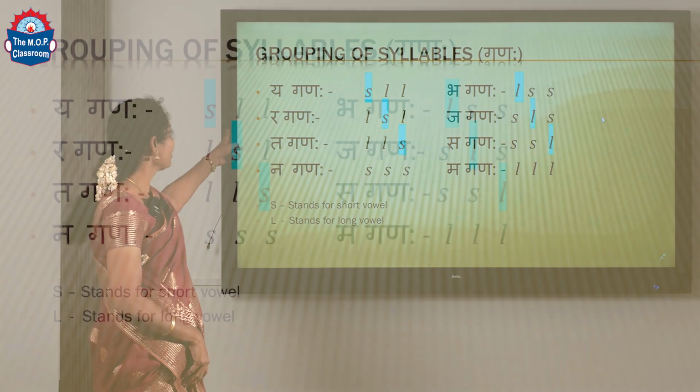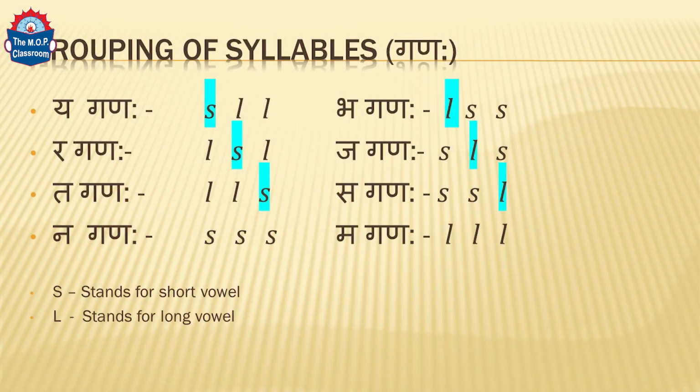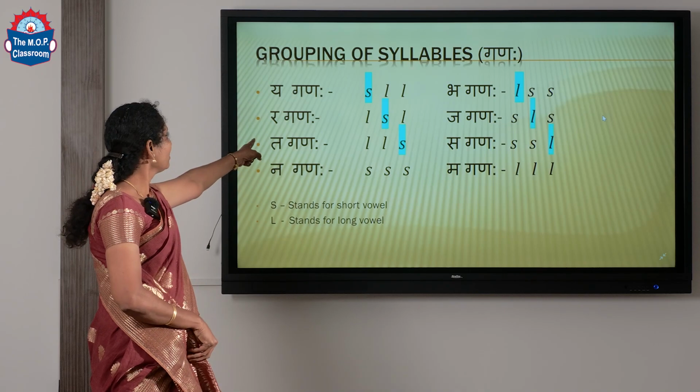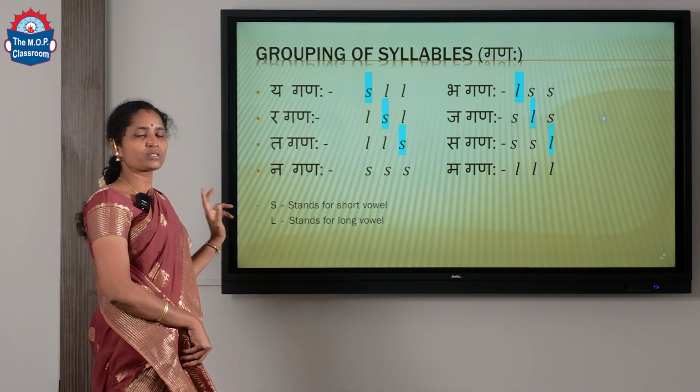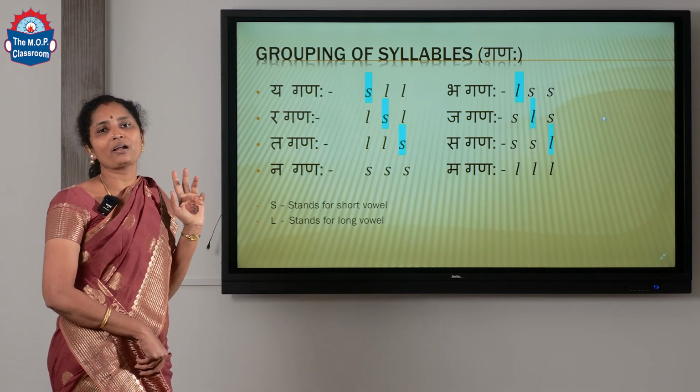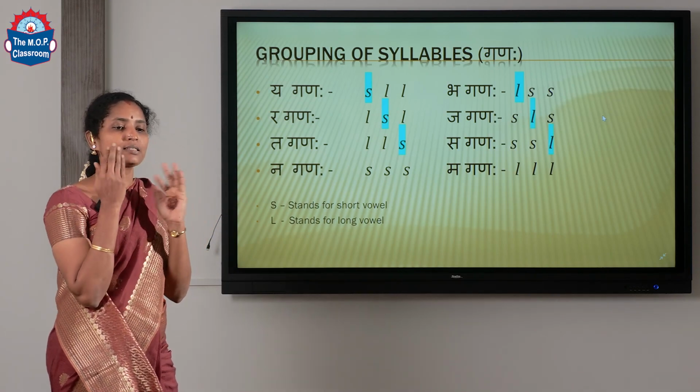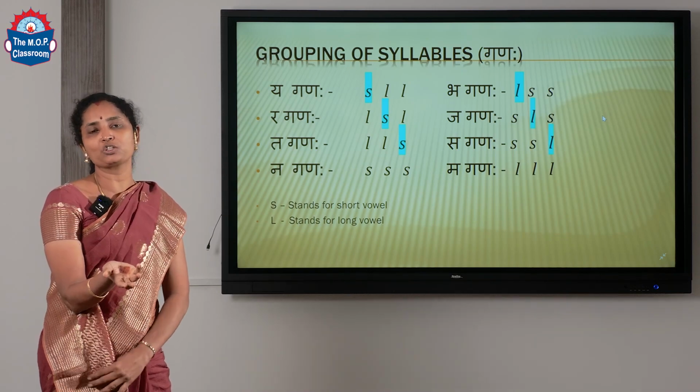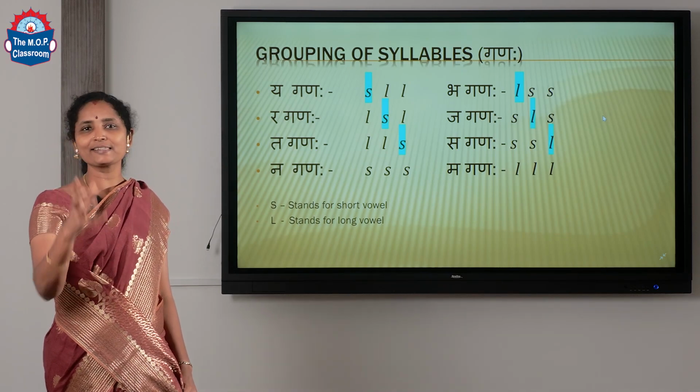Now you can see ya ganam. 3 syllables form a group, we said already. So, first 3: one short vowel followed by long vowels. If it is in this combination, then we have to consider this as yaganam. And then, how to remember this? This is the most difficult part. How do I remember the short and long vowel combinations, LSS, SLL? The easiest way is given here.